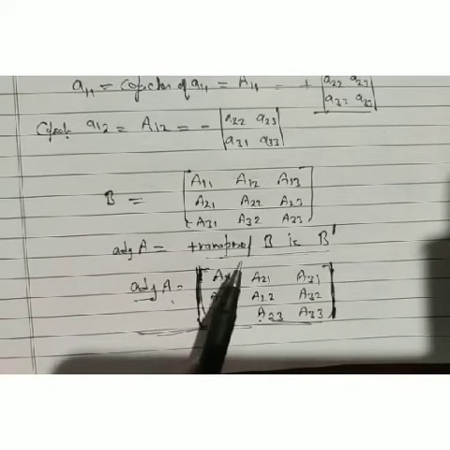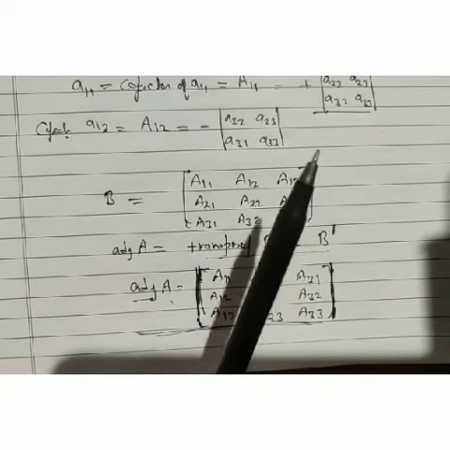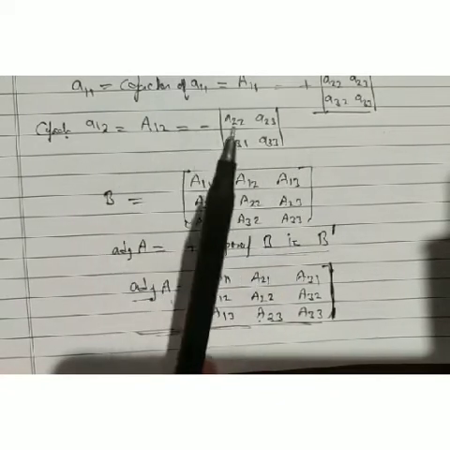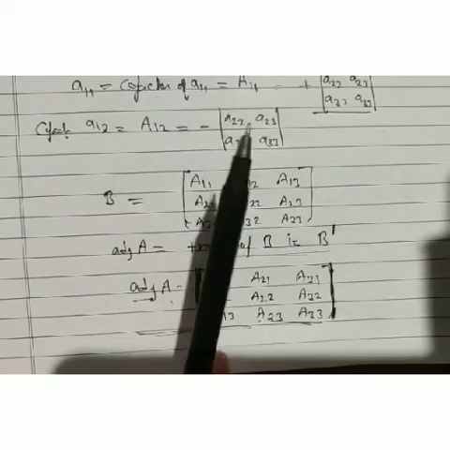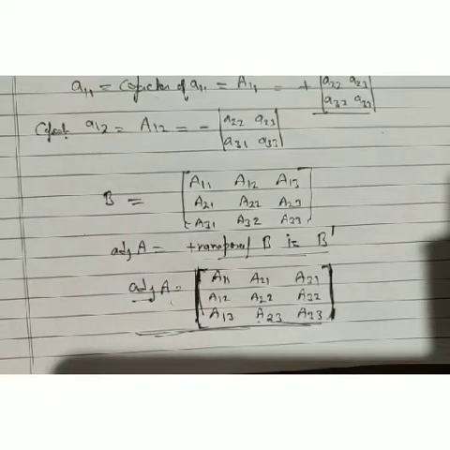This is the process to get the adjoint of any matrix. What is the adjoint of any matrix? The adjoint of a square matrix is the transpose of the matrix obtained by replacing each element of A by its cofactor in the determinant of A.